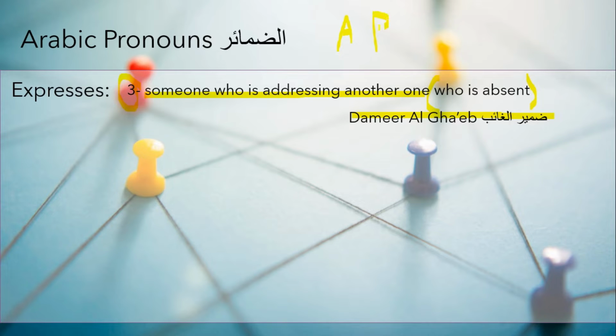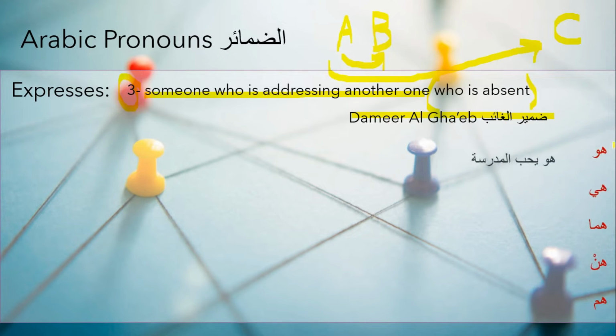We call it in Arabic ضمير الغائب. غائب means absent. So if A is talking to B about C, this exactly expresses the definition of this pronoun. That's the third type. So A is talking to B about C. What are these pronouns? They are هو, هي, هما, هن, هم.